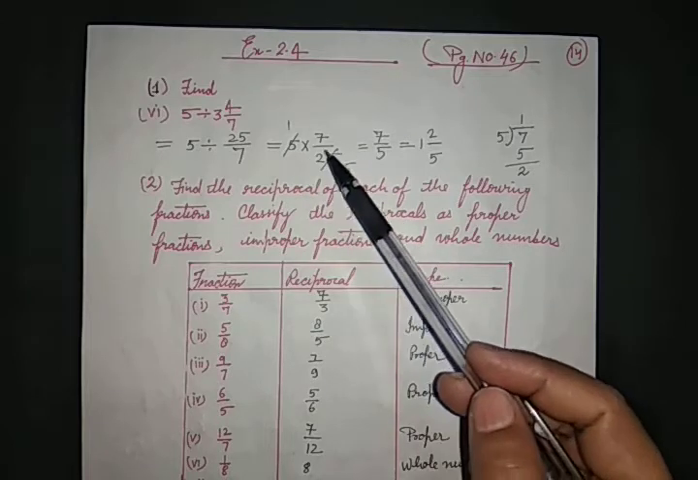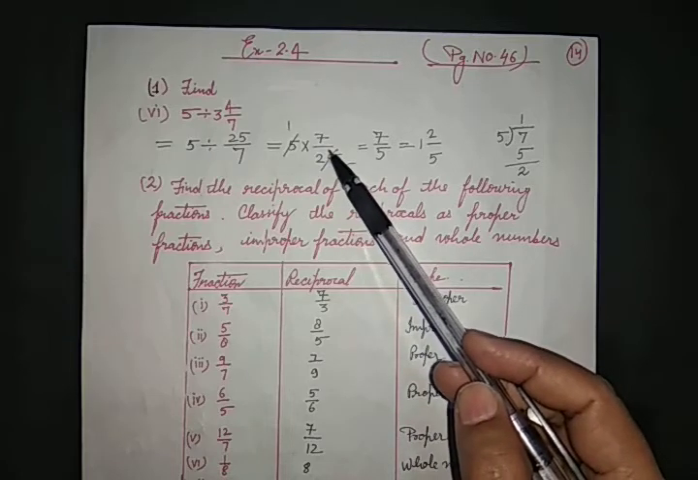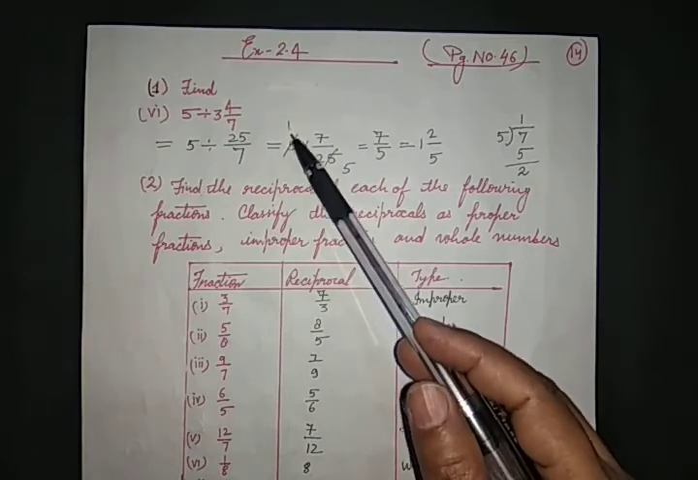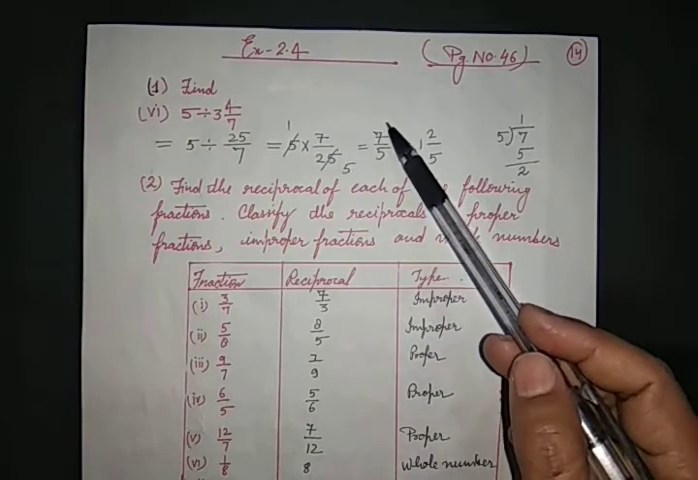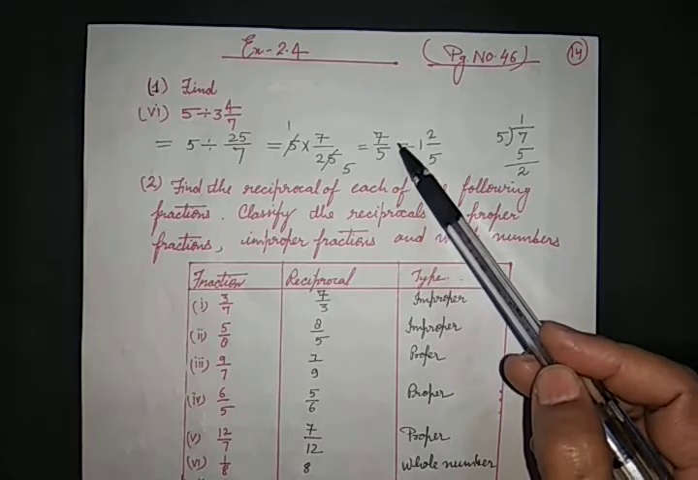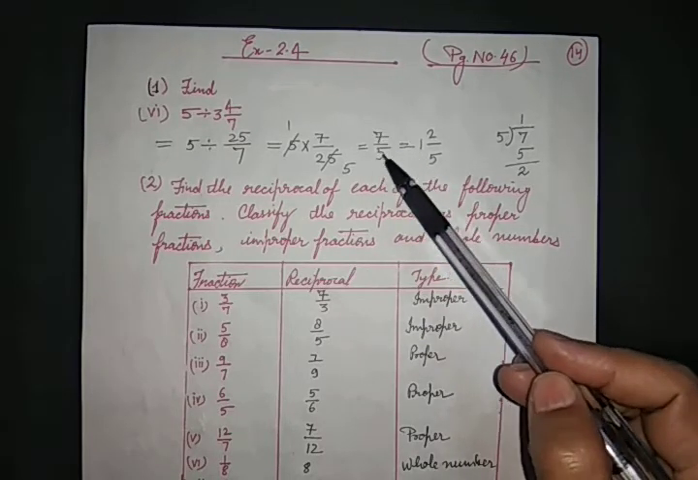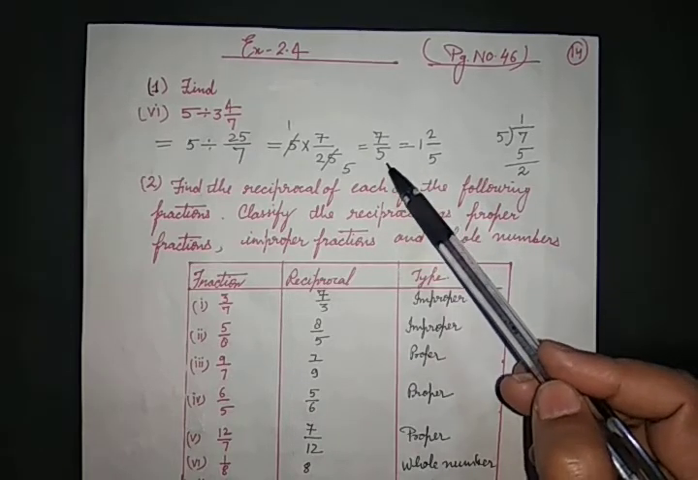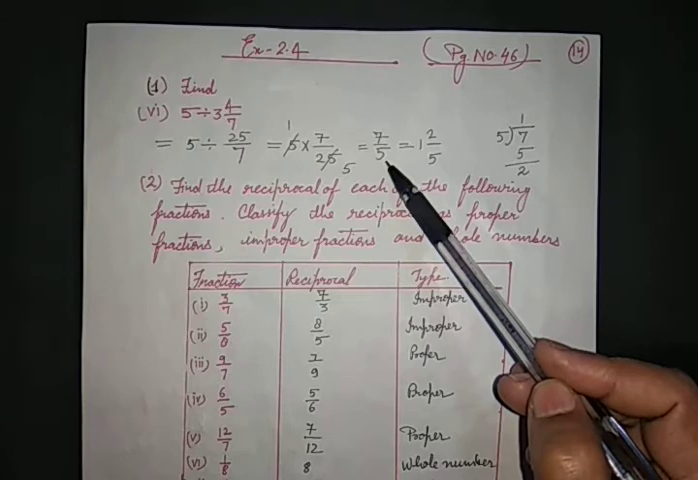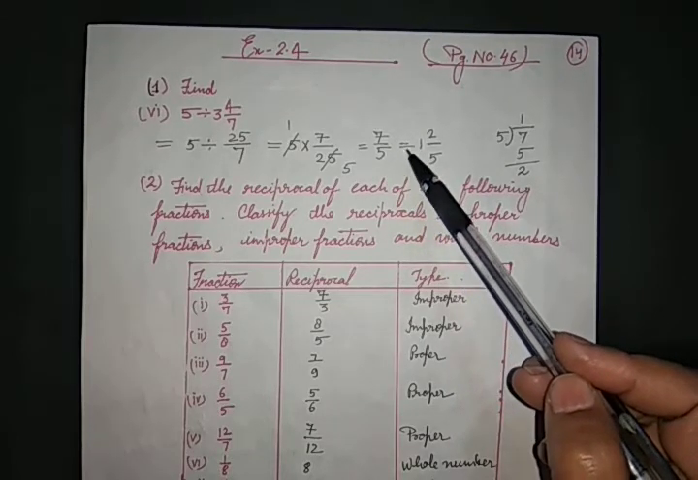So like that only you will multiply both the fractions. 5 1s are 5, 5 5s are 25. And now the fraction is coming 7 upon 5 as a result. And you can see it is in irreducible form. 7 upon 5 is in irreducible form, and you cannot reduce it.